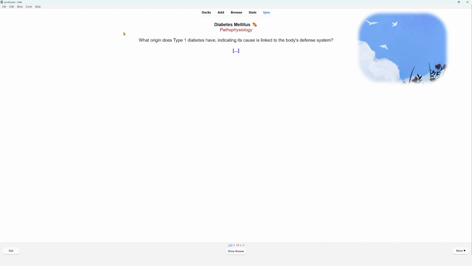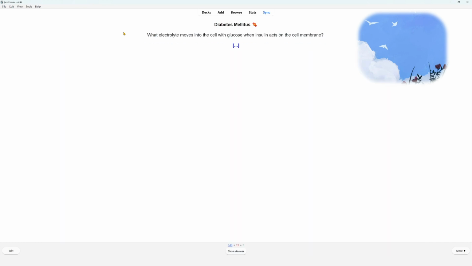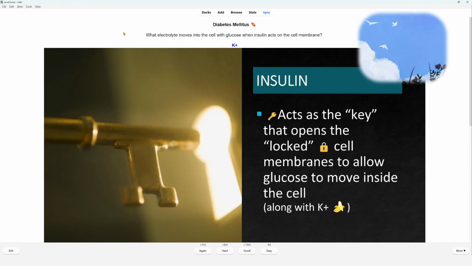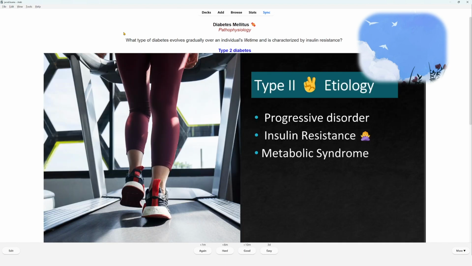What origin does type 1 diabetes have, indicating its cause is linked to the body's defense system? It's an autoimmune disorder that results in the destruction of the beta cells, causing no insulin secretion. That's correct. What electrolyte moves into the cell with glucose when insulin acts on the cell membrane? That's potassium. What type of diabetes evolves gradually over an individual's lifetime and is characterized by insulin resistance? That's type 2. I'm going to hit easy on that. I know that.